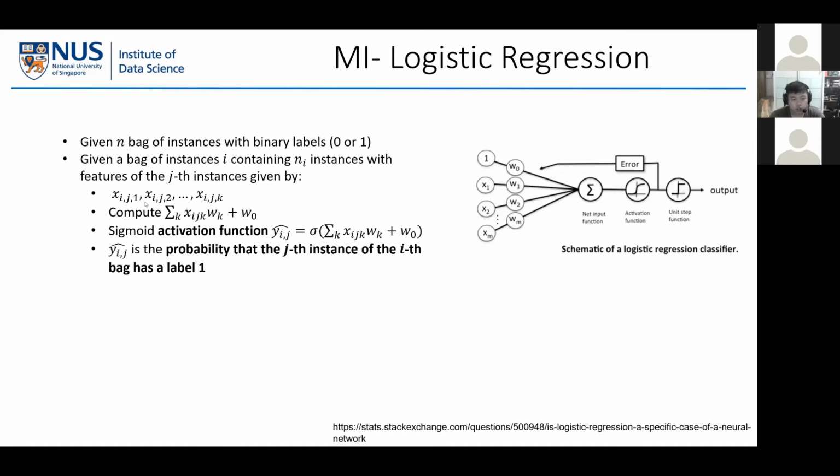Yes, so your features will be given by xij1, xij2, up to xijk, meaning each instance will have the same number, k features total. When we apply logistic regression at the instance level, we have these weight vectors, wk, and we multiply them with each instance's features and apply the sigmoid function again. This sigmoid function, if you remember, gives us a probability between 0 and 1.